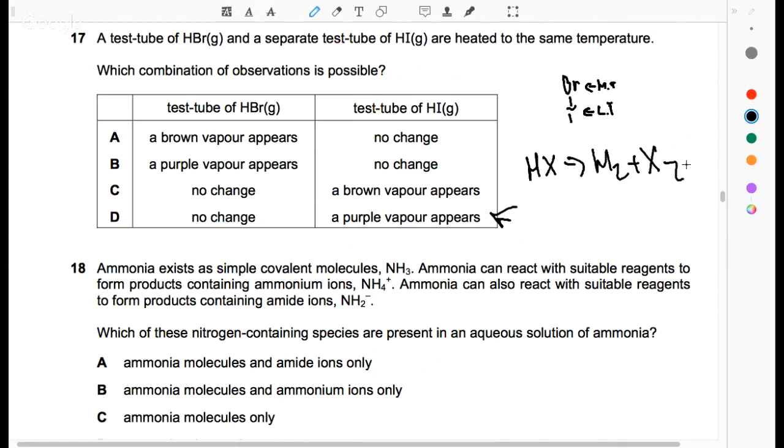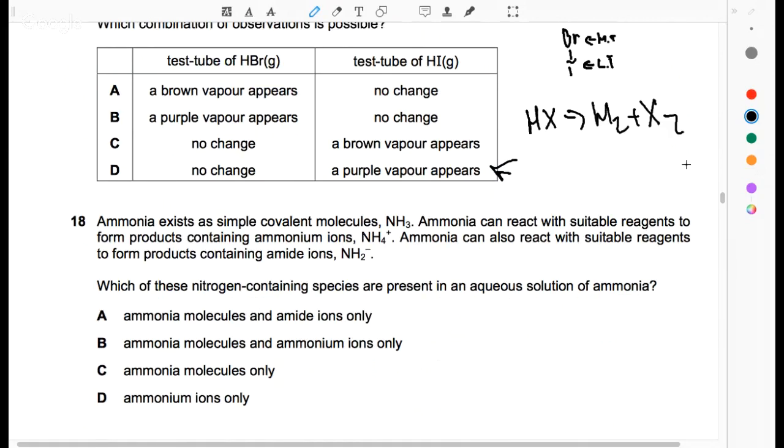Yeah, basically the size of the halide, and the electronegativity, which creates a stronger bonding. Yeah. 18.